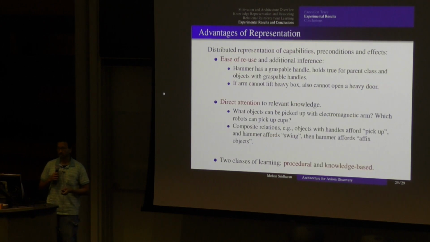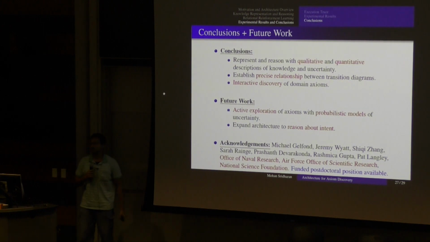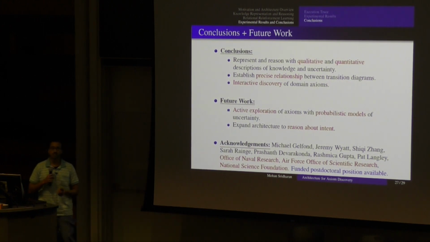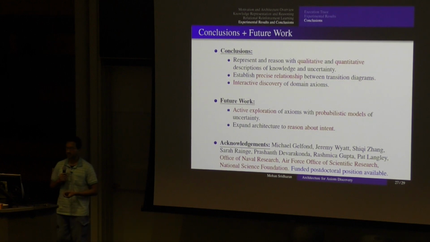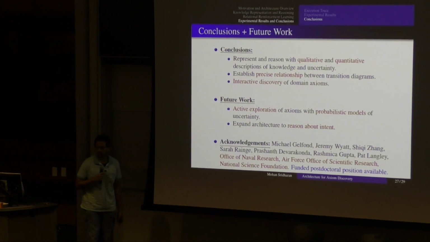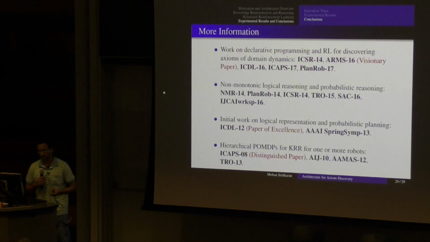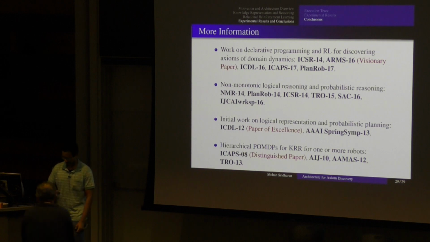So that basically brings me to the conclusion that we are able to represent and reason with different descriptions of knowledge and uncertainty, and this is primarily aided by the precise relationship that we are able to define between the transition diagrams, and to do interactive discovery or learning of the domain axioms. And we want to do more active exploration, and I have here names of both colleagues and students and also the funding sponsors who have supported this work or continue to support this work. So, if people are interested, there is a whole sequence of papers, but everybody has them, so I'll stop here. Thank you.